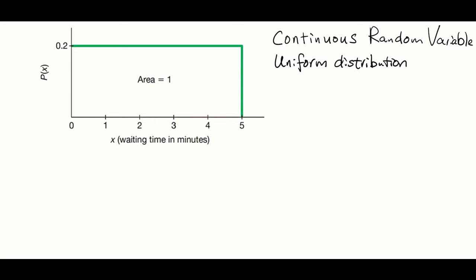Notice that the horizontal axis is the x-axis, and the vertical one is called p of x. Here it is not the probability. This value is the probability density. This is a density curve. So how do we use this probability density curve to find the probability?